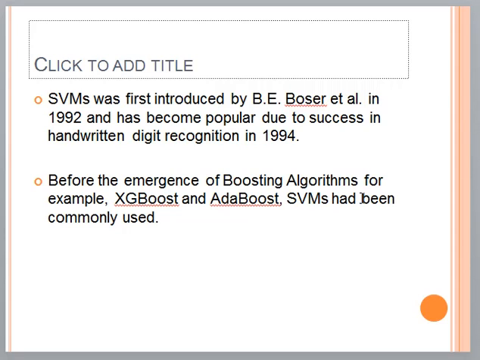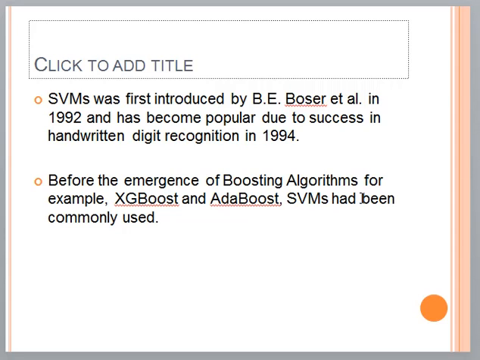So here is a little bit of history of SVMs. SVMs were proposed or introduced in 1992 and became popular due to success in handwritten digit recognition in 1994. In 1994, people used support vector machines to perform handwritten digit classification, in which they had different digits written by hand, and they tested support vector machines to recognize them. Support vector machines did quite well in recognizing those digits, and provided very good results with higher accuracy rates.